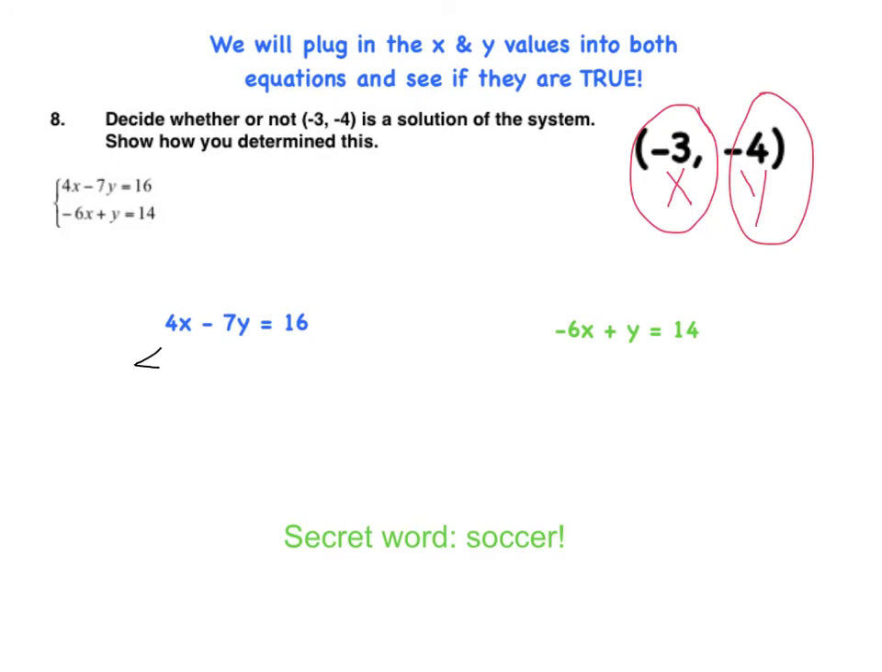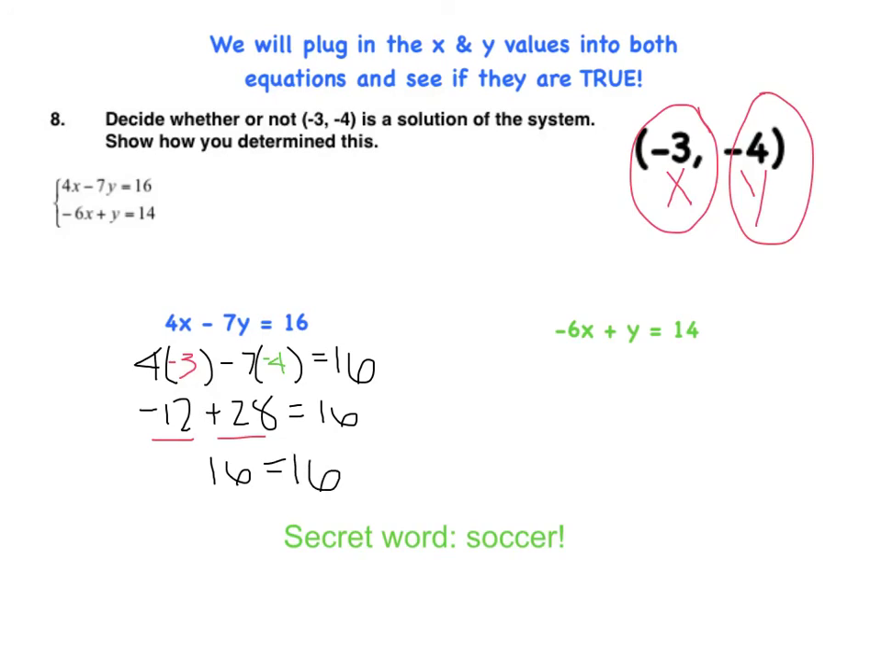So for the first one, I have 4 times x minus 7 times y equals 16. Well, x is supposed to be negative 3. Y is supposed to be negative 4. Now all I got to do is simplify. So it's just basic math. 4 times negative 3, negative 12, plus 28 equals 16. Well, I can combine these two terms because they're alike. Negative 12 plus 28 is 16. 16 equals 16. This is true.